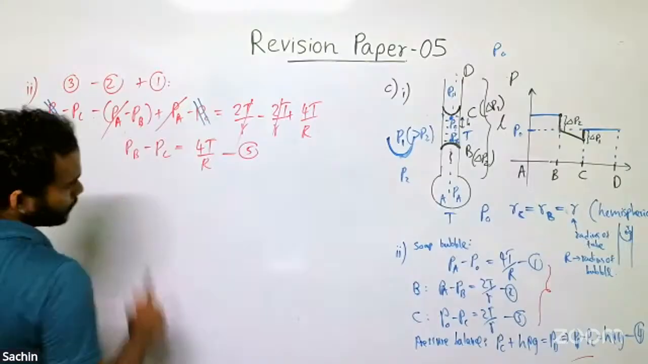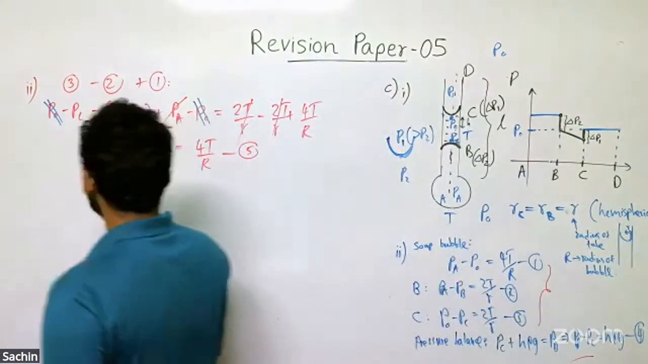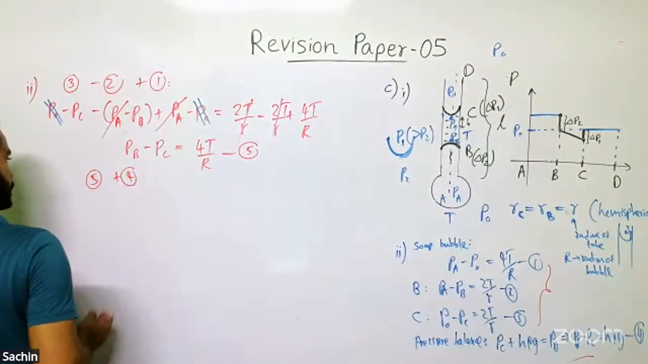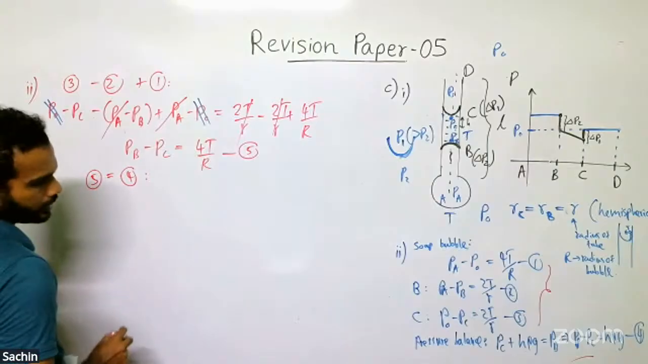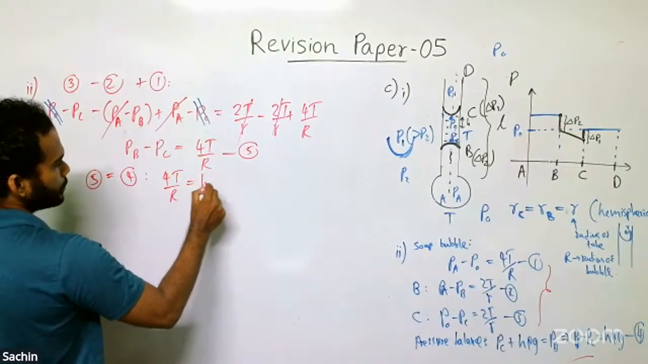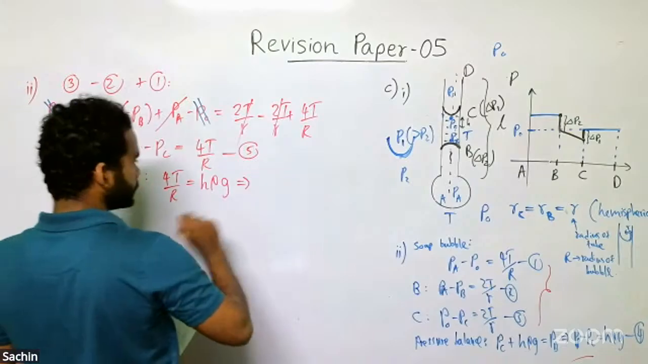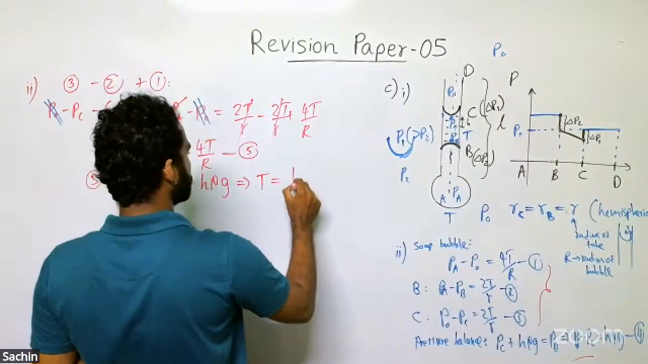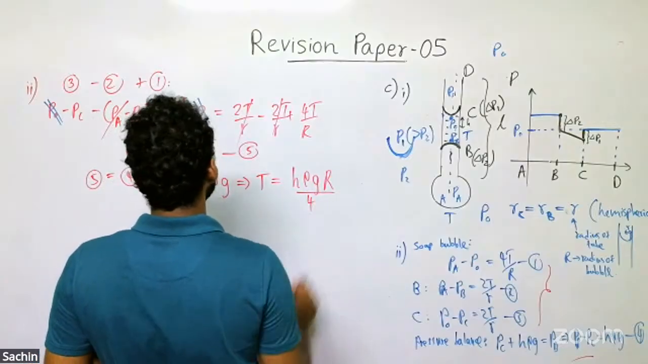Okay, now we have two expressions for the same thing, PB minus PC, equate them. Fifth one is equal to the fourth one. That is 4T upon R is equal to H rho G. So you have to find the surface tension. T should be equal to H rho G capital R over simple 4.